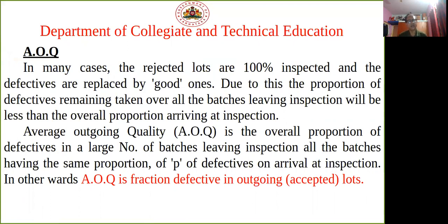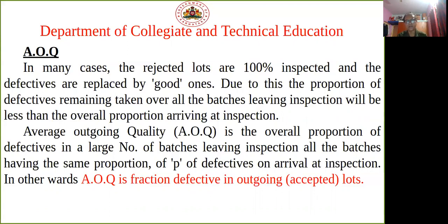I can say that AOQ is the fraction defective in the outgoing lot. So here, what does it mean? It means that when the supplier takes the lot, he takes the lot on the basis of the acceptance number.